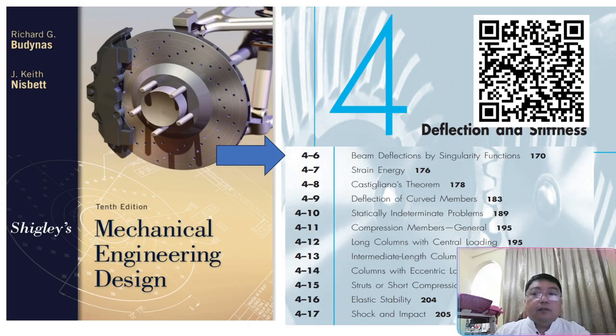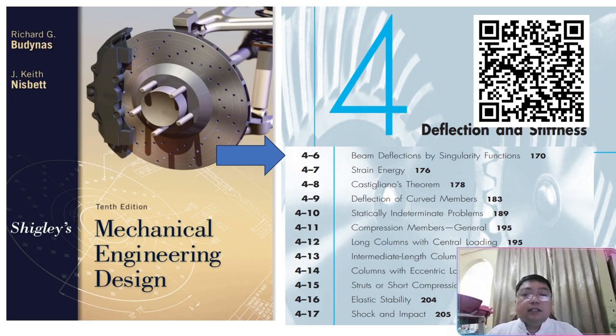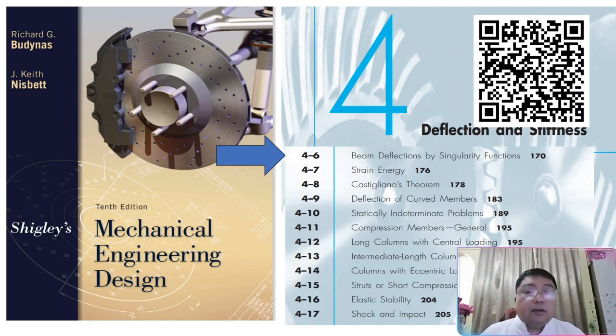In this lecture video, I'm going to discuss chapter 4.6, beam deflection by singularity functions, from Shigley's Mechanical Engineering Design textbook. For those who don't have the textbook, it will be beneficial to have it with you. What I'm going to discuss are some additional things. I hope you can benefit more, and you can ask your respective professors about this. Okay, so let us begin.